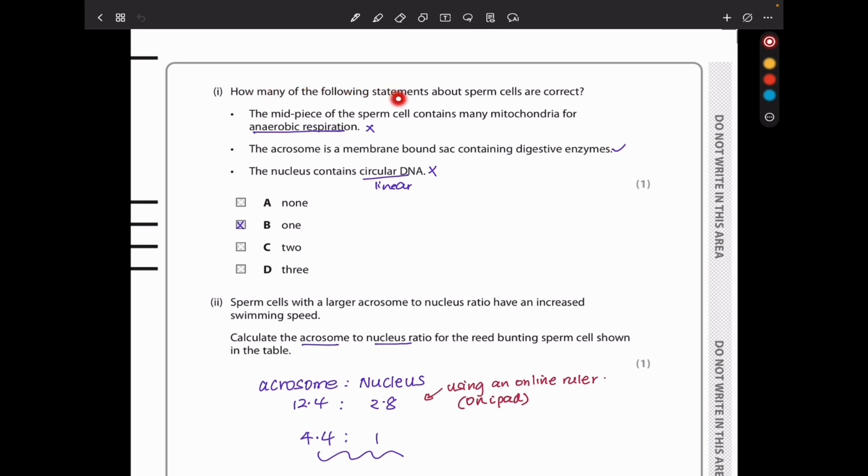They say how many of the following statements about sperm cells are correct. The midpiece of the sperm cell contains many mitochondria for anaerobic respiration. Mitochondria are not for anaerobic respiration, so that's wrong.